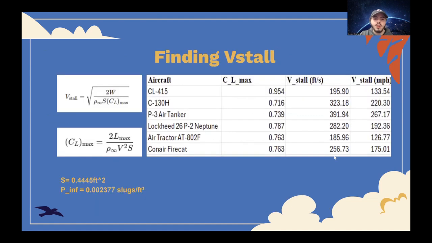But then we also have the V-stall, which basically tells us when the aircraft will stall. When looking at testing it, we have to calculate the CL max, which is the lift max over the density, the velocity, and the wingspan. And then we find that the V-stall was the highest for the P3 air tanker, which was 391 feet per second or 267 miles per hour.